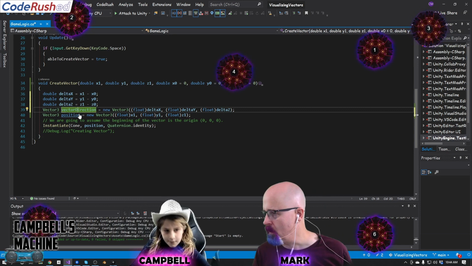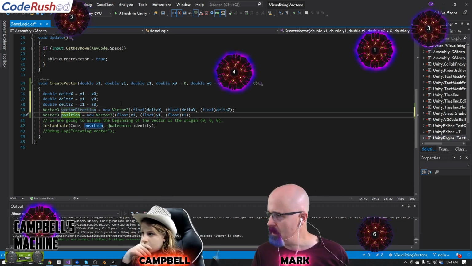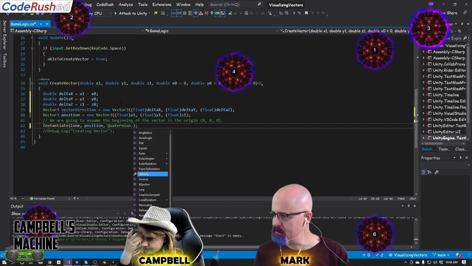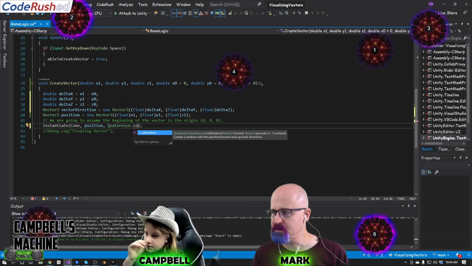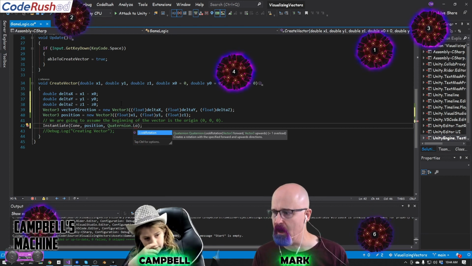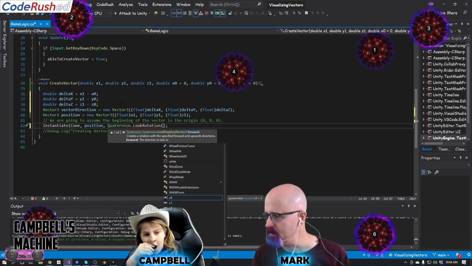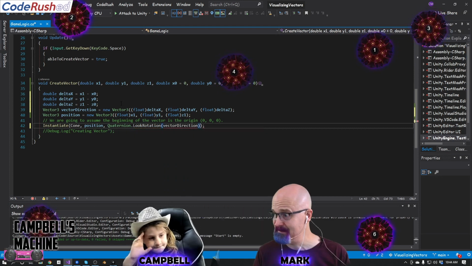All right, cool. Now let's copy this to the clipboard, and then for that cone, instead of doing this, I think there's something I was reading about yesterday. Look rotation. Creates a rotation with the specified forward and upwards. Oh no, wait, that's one of the overloads. I'm looking for one that just has the forward direction. I think, will this work?